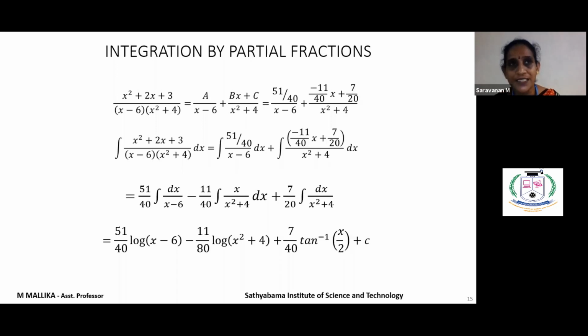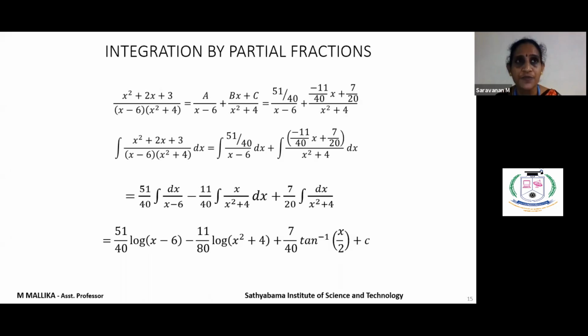And the third one is actually in the standard form. What is the standard form? dx by a square plus x square, where a is 2, and the answer is 1 by 2 tan inverse of x by 2. So 7 by 20 into 1 by 2 becomes 7 by 40 tan inverse of x by 2 plus c.